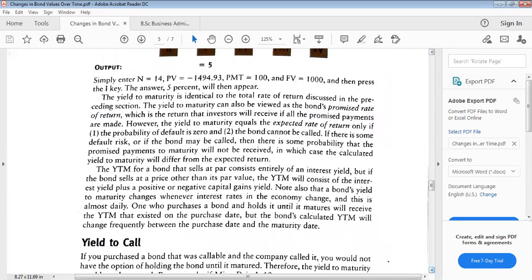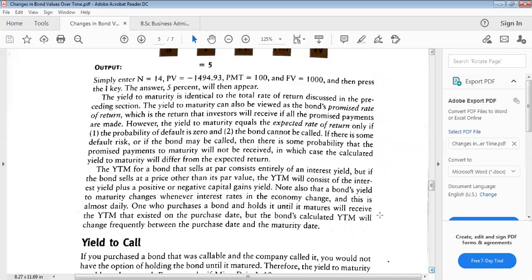So this is basically showing you how to calculate yield to maturity. All right, so the yield to maturity for a bond that sells at par consists entirely of an interest yield. But if the bond sells at a price other than its par value, the yield to maturity will consist of what? Interest yield plus a positive or negative capital gains yield.